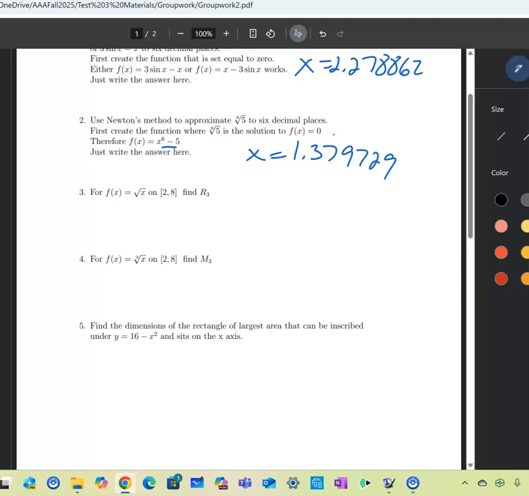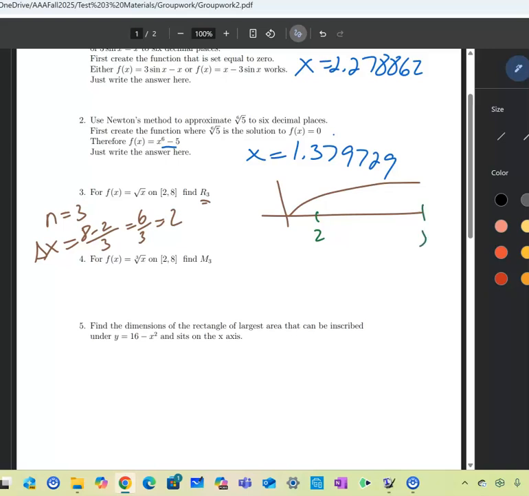All right, so R sub 3. So this means n is equal to 3. You need to figure out your delta x. So that's 8 minus 2 divided by 3. 6 divided by 3, that's 2. So that means underneath my graph of y equals root x, I'm starting at 2 and I'm going to 8, and each subinterval is of width 2. So I have 3 rectangles, right? You can see them, 1, 2, 3.